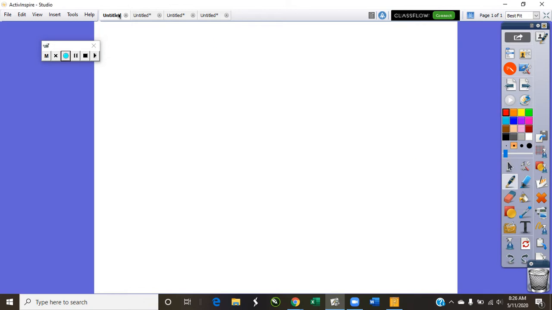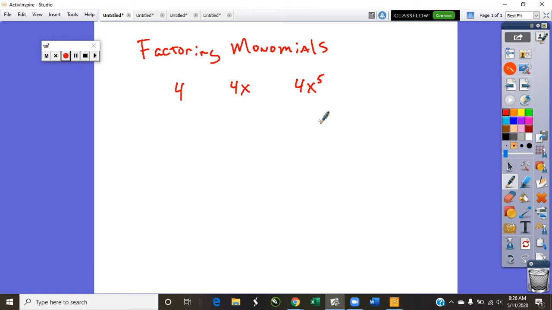All right, so what we're doing today, we're going to be factoring monomials. And when I say a monomial, a monomial is basically like a term. Remember, if I have a term, I could say 4. That's a term, right? Or I could say 4x. That also is a term. I could say 4x to the fifth. That also is a term. 4x to the fifth, y to the third. All of these are single terms, okay?